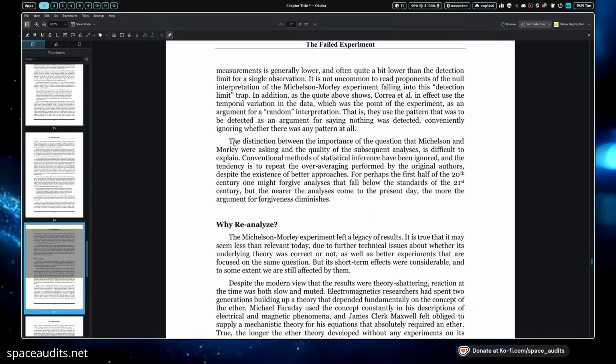The distinction between the importance of the question that Michelson and Morley were asking and the quality of the subsequent analysis is difficult to explain. Conventional methods of statistical inference have been ignored, and there is a tendency to repeat the over-averaging performed by the original authors, despite the existence of better approaches. For perhaps the first half of the 20th century, one might forgive analysis that falls below the standards of the 21st century, but the nearer the analysis comes to the present day, the more the argument for forgiveness diminishes.